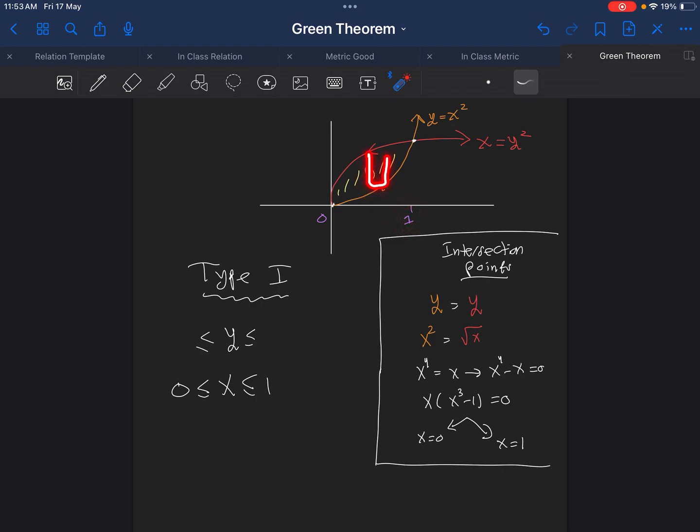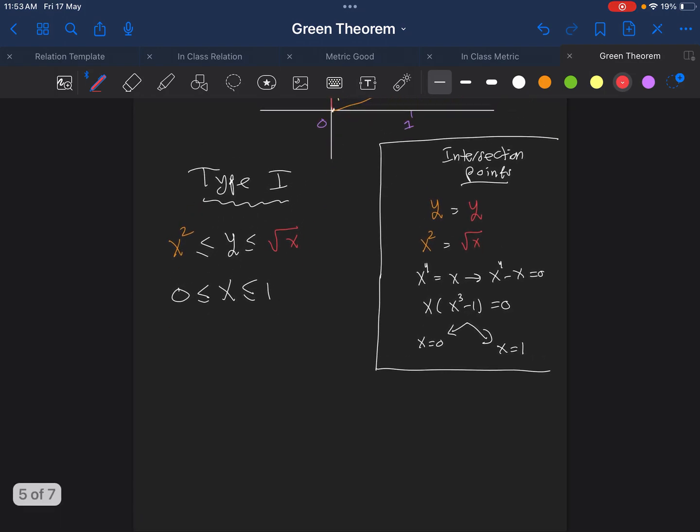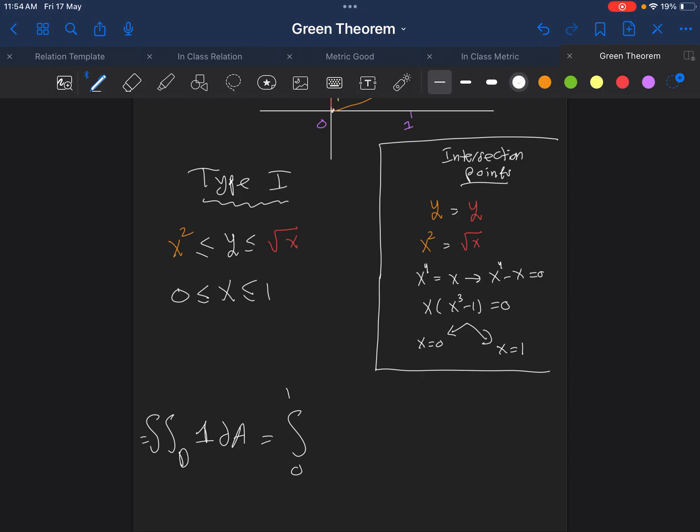Now, if we put a rectangle, what is the top and the bottom of this rectangle? The bottom is x squared, the function in orange. The top is the function in red, which is the square root of x. And now we are able to find this double integral over D of 1 dA, which will be from 0 to 1, and from square root of x to x squared, of 1 dy dx.